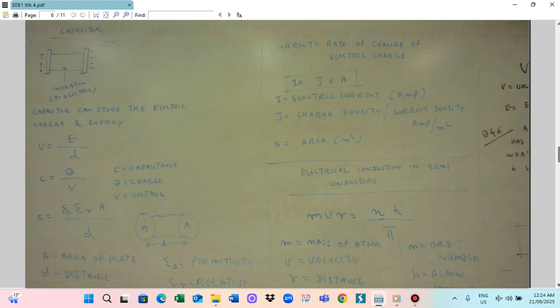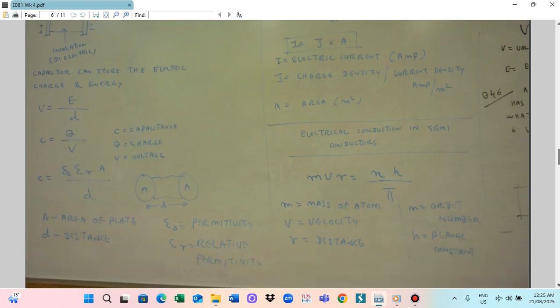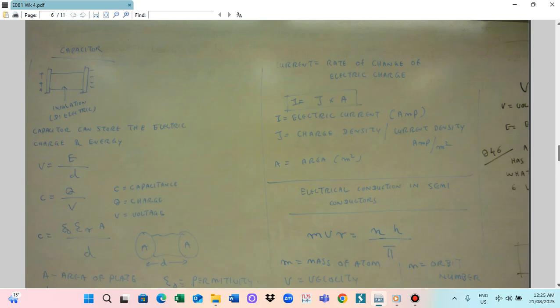Talking about the current density. Current means the rate of change of the electric charge. When electric charges move from one place to another, we are changing the electric charge volume. So the rate of change of the electric charge is the electrical current. The electrical current unit is the ampere, which is coulomb per second.